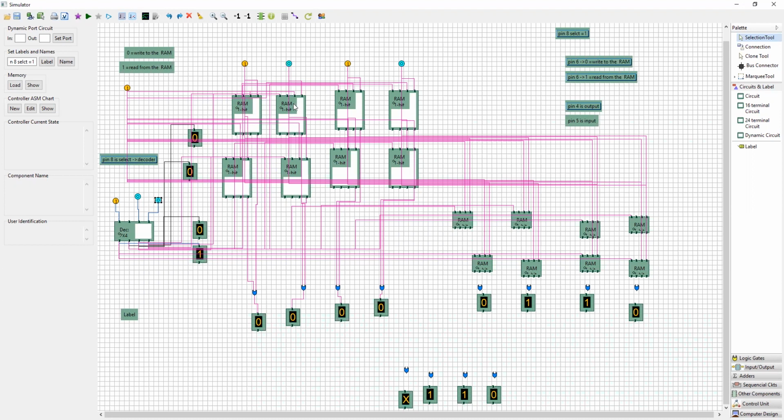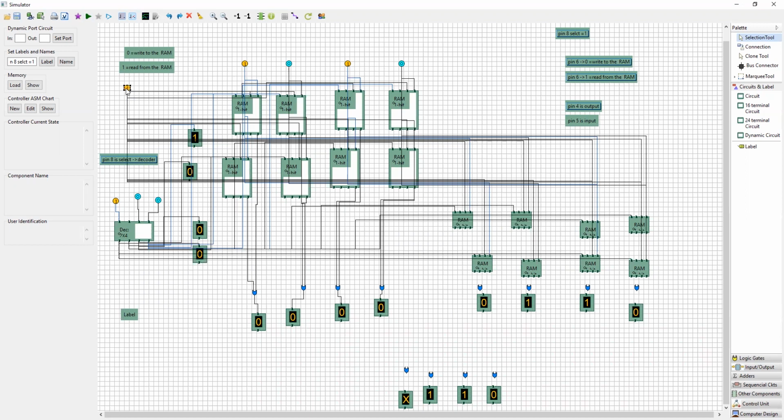Next, to write into the RAM, I have to set pin number 6, the read write operation, to 0. Remember, 0 is equal to write to the RAM. So now I will play. If I play, the first row gets selected automatically, and all the active lines change color. But you cannot see any output right now. If you want to see the output, then you have to read from the RAM.